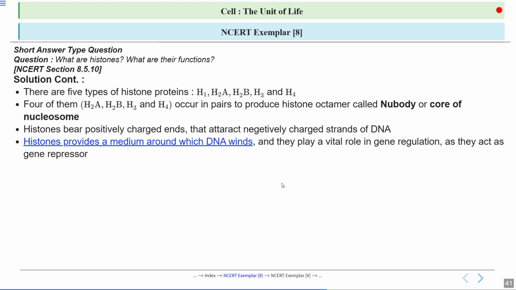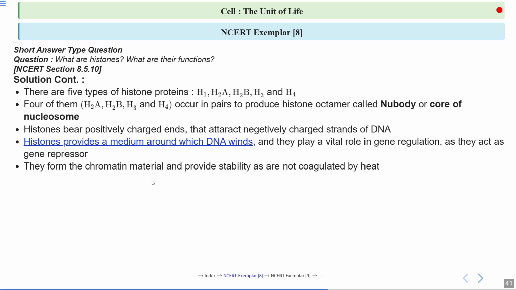So histones provide a medium around which the DNA winds, and they play a very vital role in gene regulation as they act as gene repressors. So they form the chromatin material, provide stability, and are not coagulated by heat. And you can see this can get open. This coiling of the DNA on the histone octamer can get open, right? But now it does not get open because the H1 histone is attached to it. So it closes it, right?